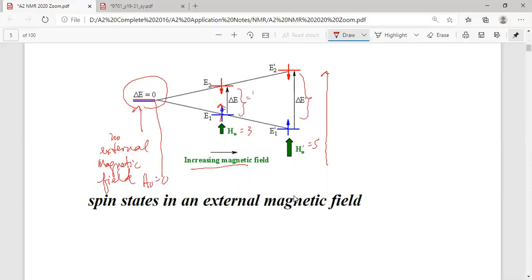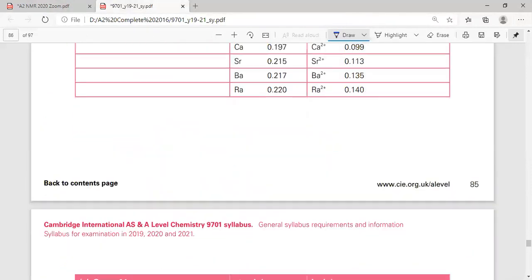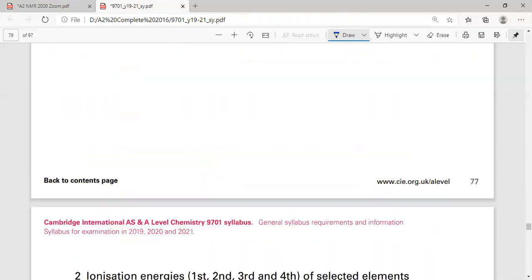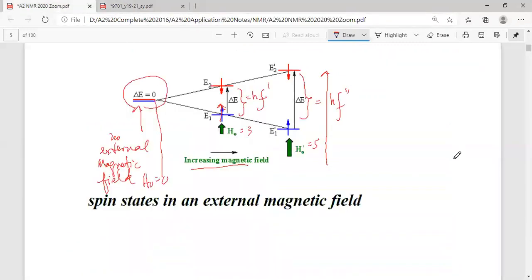Now this is equal to h times frequency, where h is called the Planck constant. You won't be using the Planck constant much, I think only in physics. Now here is the constant, and f is the frequency.